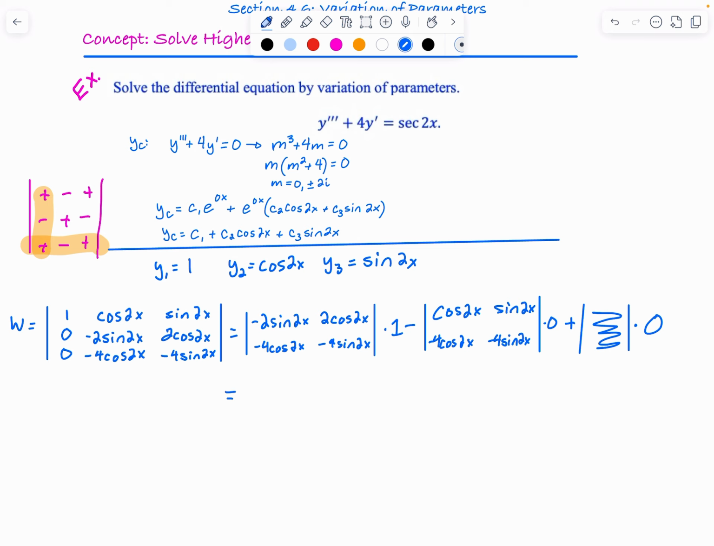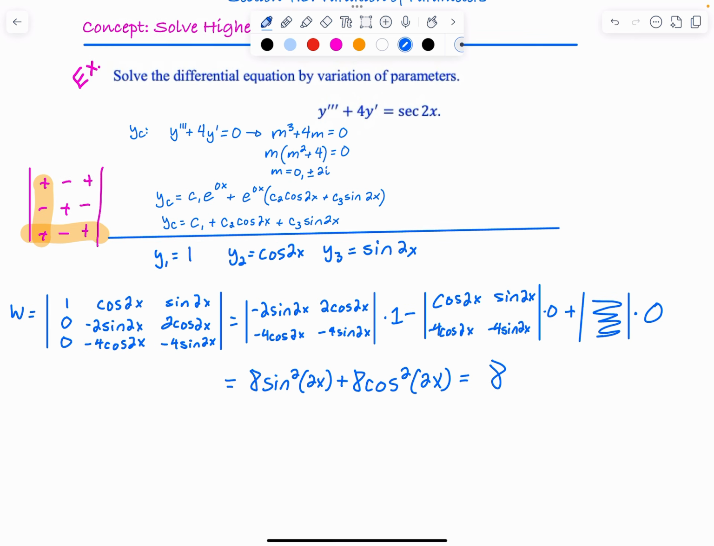So the only matrix determinant that's going to have any value will be that first one. So I'm going to write that 8 times sine squared of 2x plus, because it's a minus negative, 8 cosine squared of 2x. Now, I do have my identity. I would just factor an 8 out, and that's what I would get. So W is 8, right?